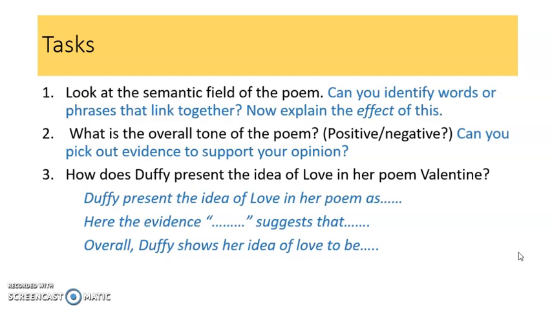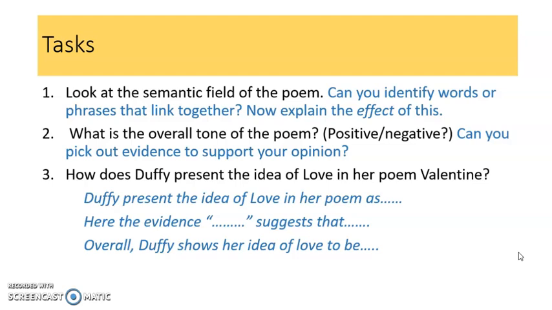Okay, finally, we've got a series of tasks here for you to consider and have a go at through looking at the poem. So, number one, look at the semantic field of the poem. Remember, we looked at that term semantic field right at the start of this video, so if you need a little recap, have a look at that now. So can you identify words or phrases that link together in this poem? And then can you explain the effect of this? So what might it make you think or feel?